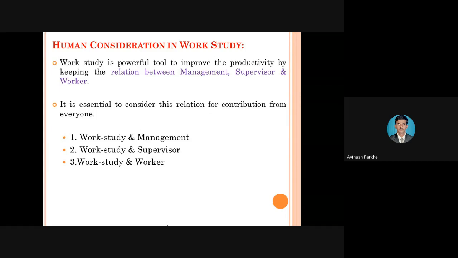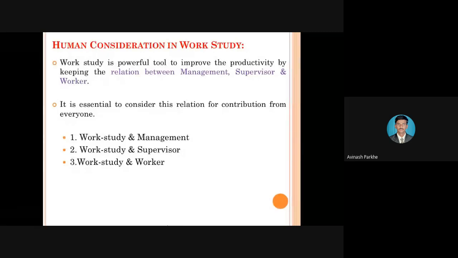In addition to the management and the supervisors, we have to focus on the workers also, because workers are one of the important resources which will be converted into the raw material, into the finished goods through the transformation process. Workers are not working as a cell. They are operating the machines.